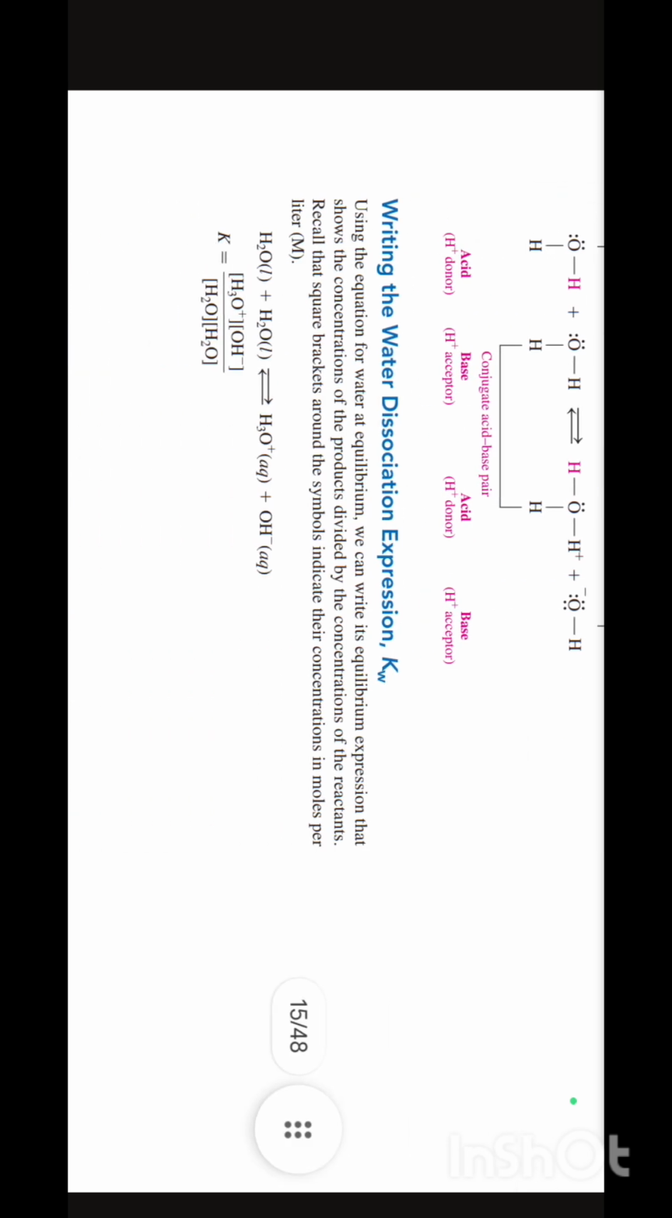Writing the water dissociation expression Kw. Using the equation for water equilibrium, we can write its equilibrium expression that shows the concentration of products divided by the concentration of the reactants. Recall that square brackets around a symbol indicate its concentration in moles per liter. H2O liquid plus H2O liquid gives us H3O+ plus OH-. So K will be [H3O+] multiplied by [OH-] divided by [H2O][H2O].